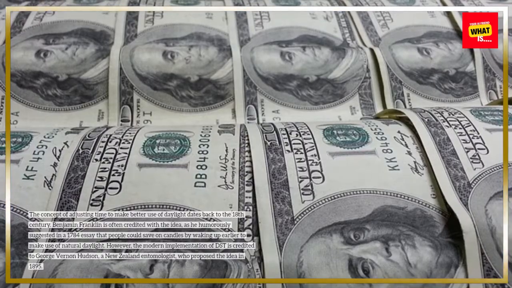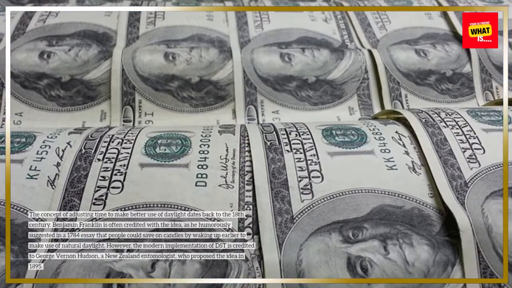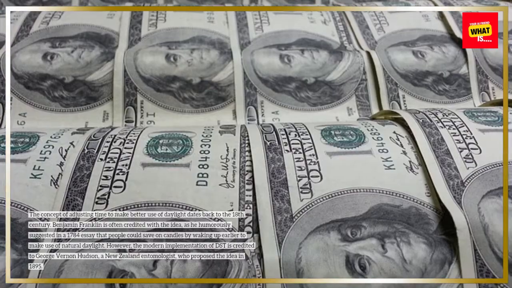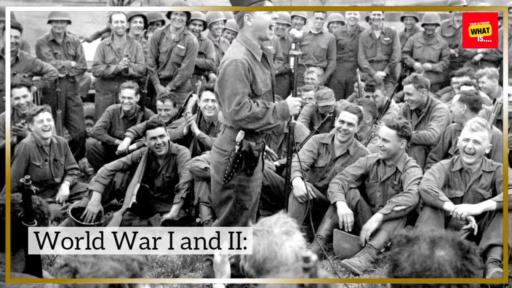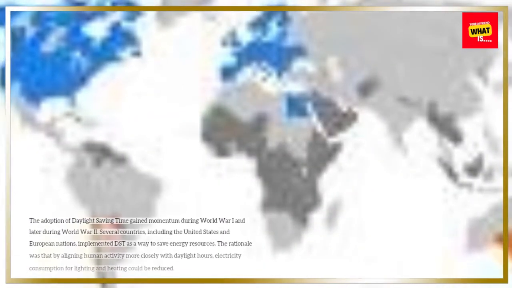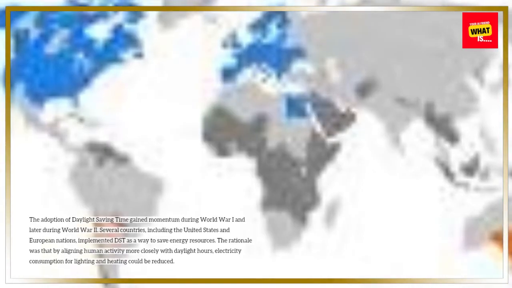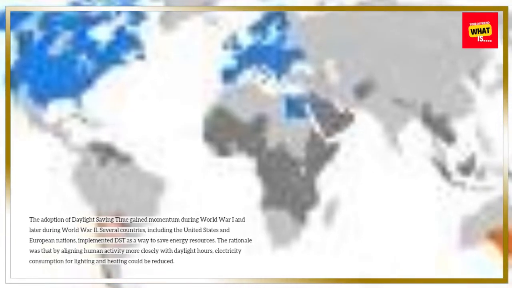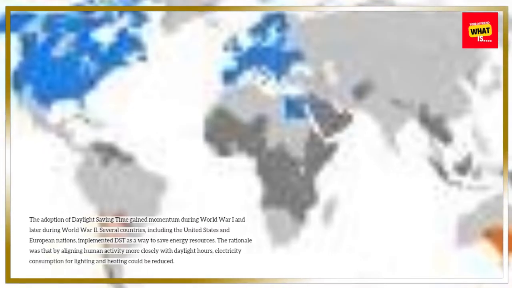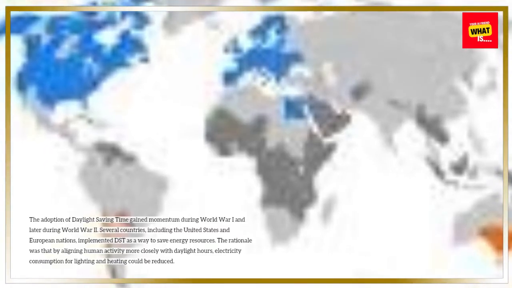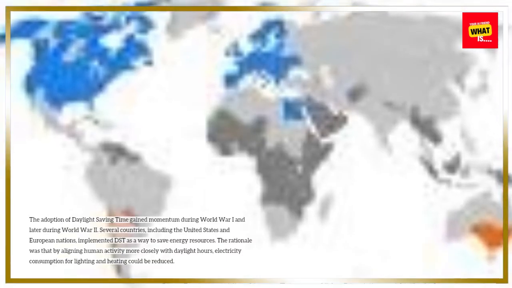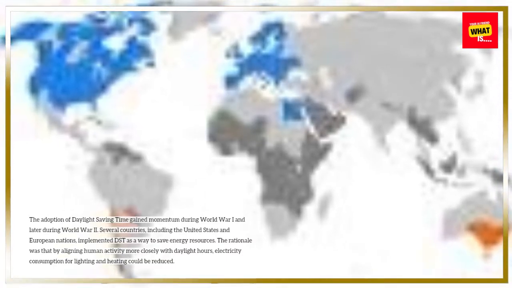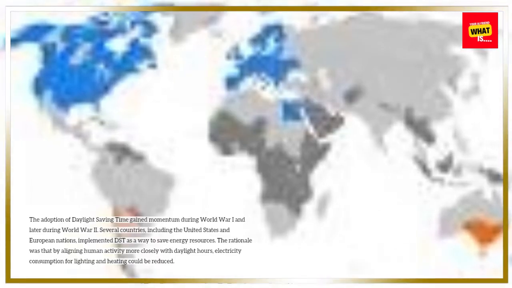However, the modern implementation of DST is credited to George Vernon Hudson, a New Zealand entomologist, who proposed the idea in 1895. World War I and II. The adoption of daylight saving time gained momentum during World War I and later during World War II. Several countries, including the United States and European nations, implemented DST as a way to save energy resources. The rationale was that by aligning human activity more closely with daylight hours, electricity consumption for lighting and heating could be reduced.